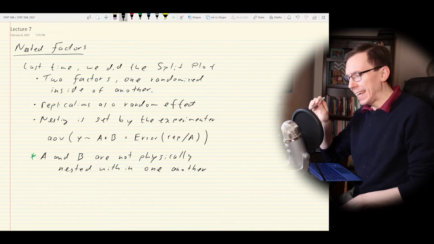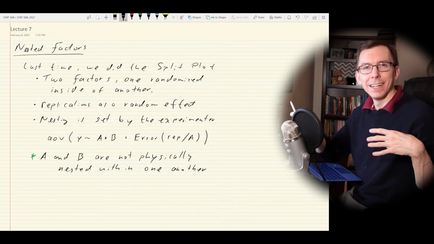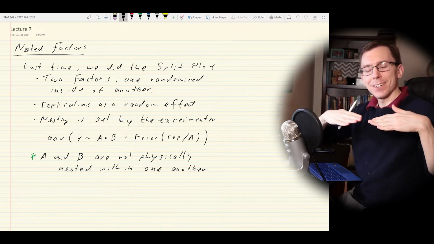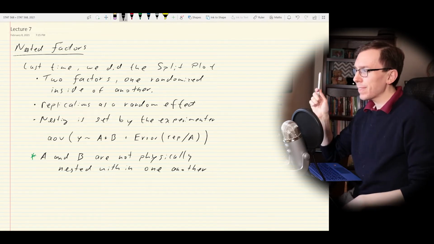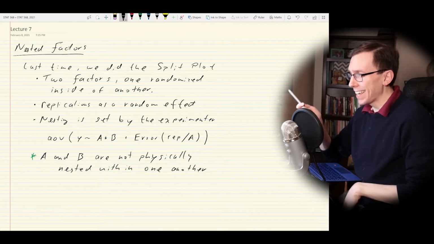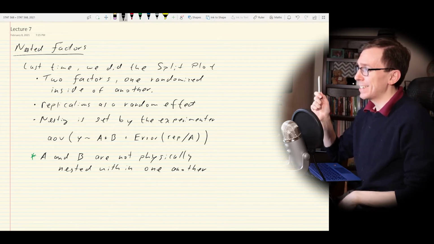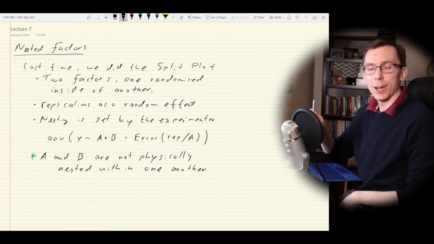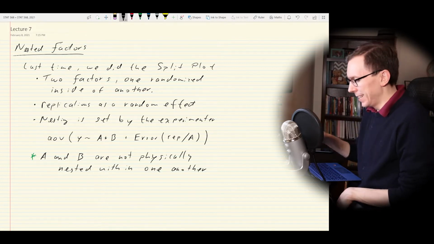But the point is that A and B aren't, in some physical sense, nested within each other. Plants aren't necessarily within the pesticide or vice versa. Now, the reason I keep trying to say that, even though it comes out strange in English, is that you can have cases where one factor is sort of physically nested within another.